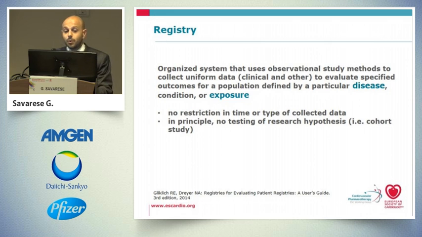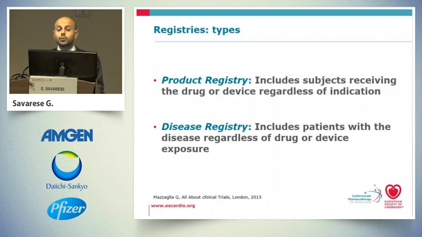So let's now see what the registry is. The registry is not a kind of study, but it's just a way to collect observational data, actually. They are defined as an organized system that uses observational study methods to collect uniform data, clinical or other, to evaluate specified outcomes for a population defined by a particular disease, condition, or exposure. So there is no restriction in time or type of collected data, and in principle there is no testing of research hypotheses.